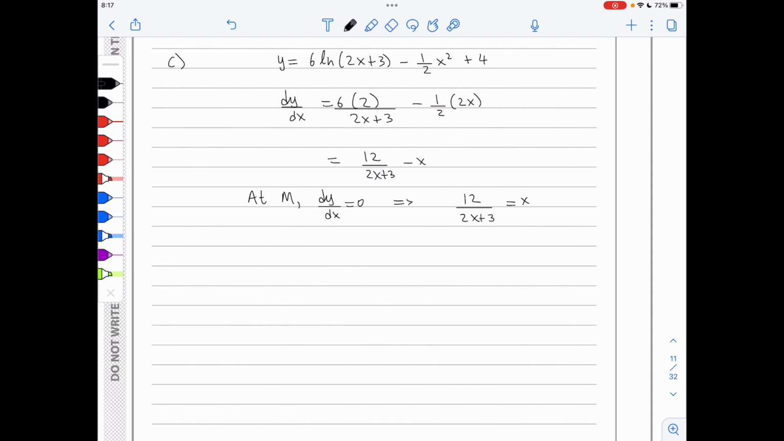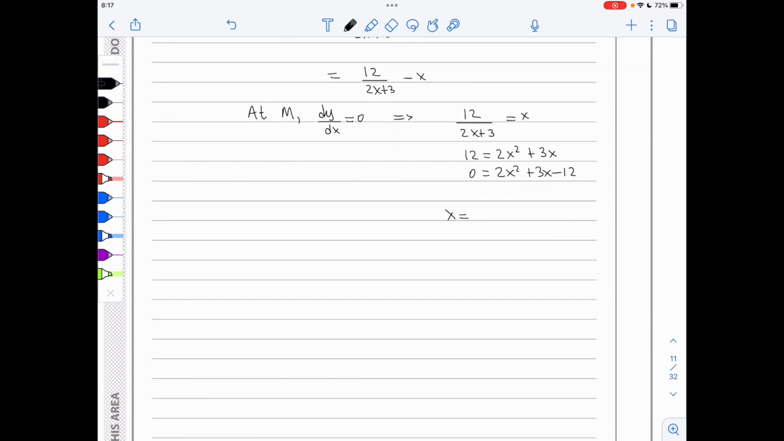So if I cross multiply, I get 12 is 2x squared plus 3x. I'll collect everything on the right hand side to give me 0 is 2x squared plus 3x minus 12. And now I can use the quadratic formula to find the values for x. So it's minus b plus or minus the square root of b squared minus 4ac, all over 2a. Now this gives us the answer of minus 3 plus or minus root 105, all over 4. Now we need to make a choice between the plus and the minus.